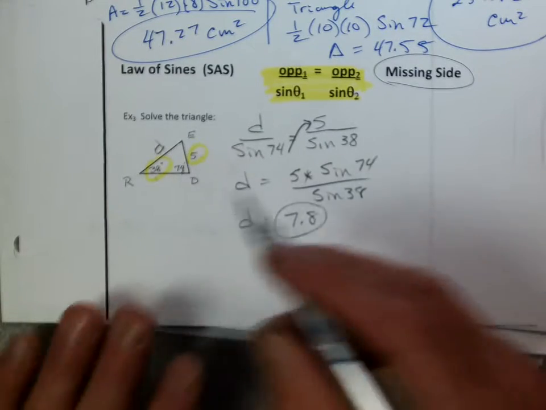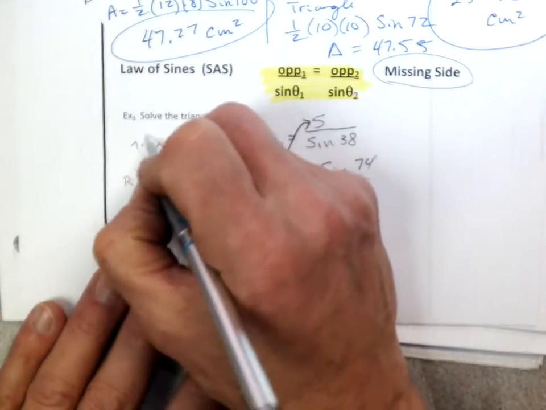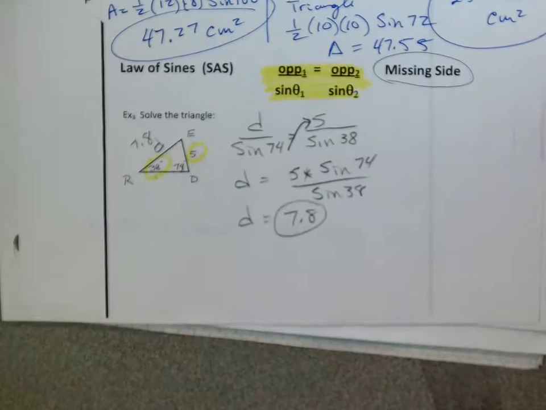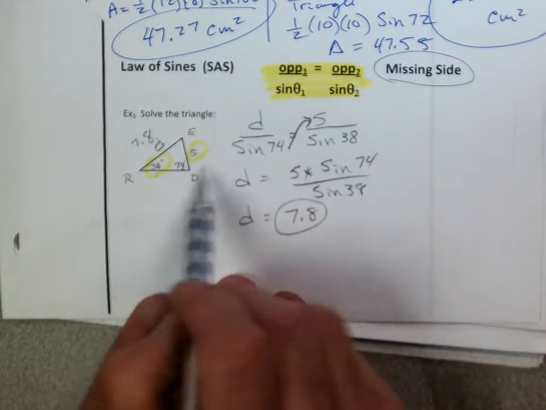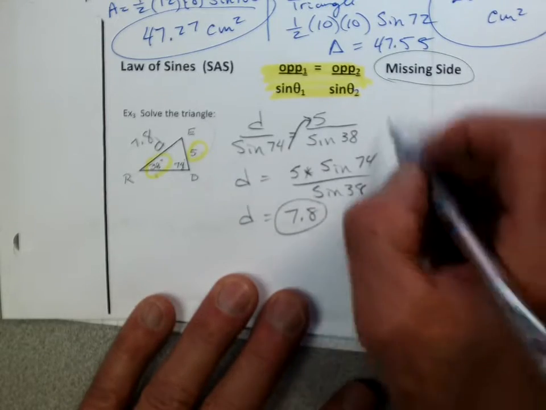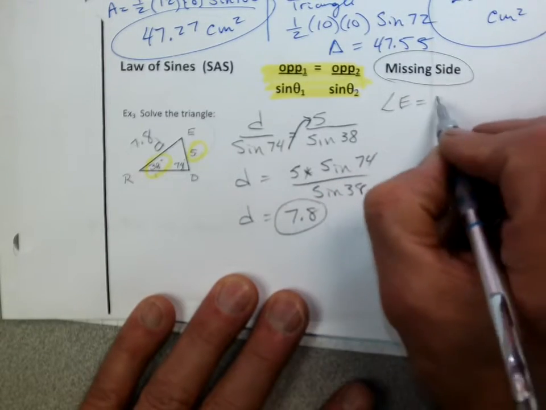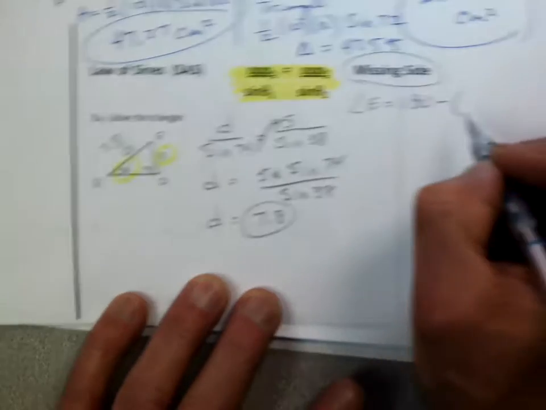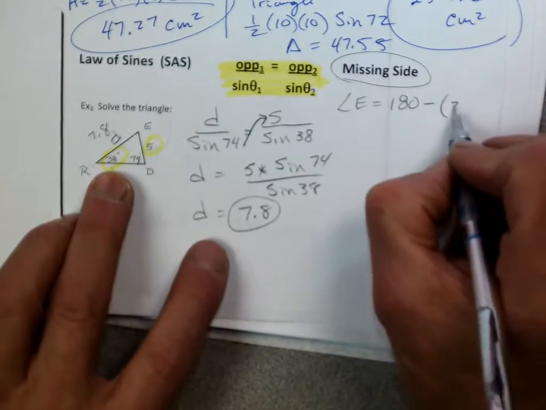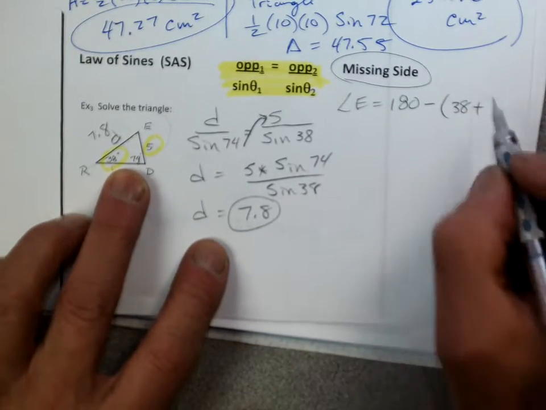Okay, now, I know this side is 7.8. What else could I find in this triangle? Yeah, angle E. You guys agree with Kaya? So to find angle E, I know all the angles have to add up to 180 degrees. So angle E is equal to 180 minus my 38 plus my 74.